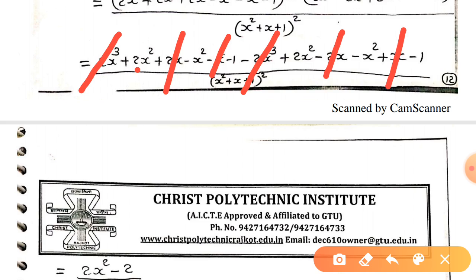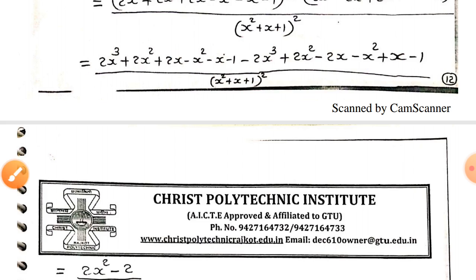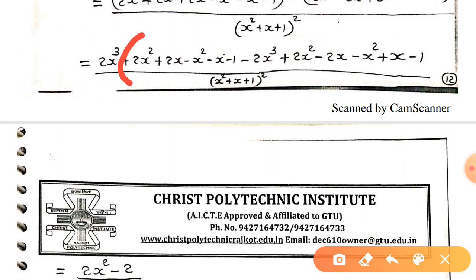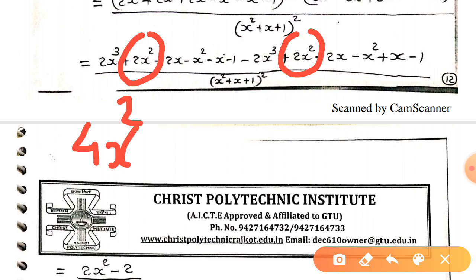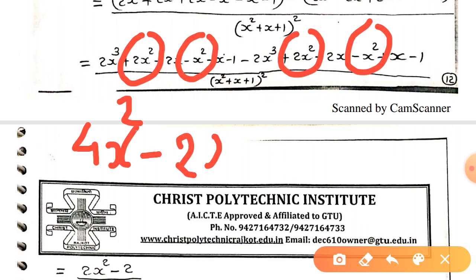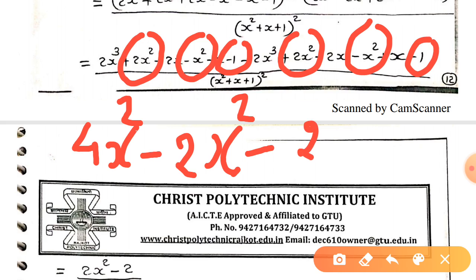First term is 2x², second term is minus x², third term is minus 1, here plus 2x² minus x² minus 1. So this is 2x², again there is a 2x², it is nothing but 4x². The second term is minus x², minus x², this is nothing but minus 2x², and the last one is minus 1, minus 1, it is nothing but minus 2.